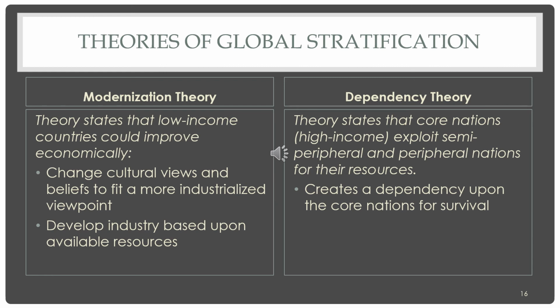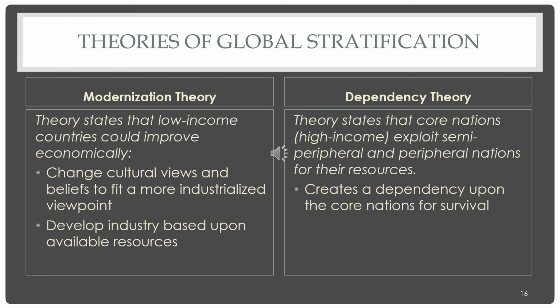Now, many say that this is an ethnocentric bias, and it supposes that all countries have a level of resources or are capable of creating factories or businesses based around those. What we forget is it takes money to do that, and in these poorer nations, only a very select few have the money who would even remotely be able to do that. But the modernization theory says that you could improve economically by changing cultural views that may hold you back and adopting cultural views of the more industrialized viewpoint, and also developing the necessary resources you have available.